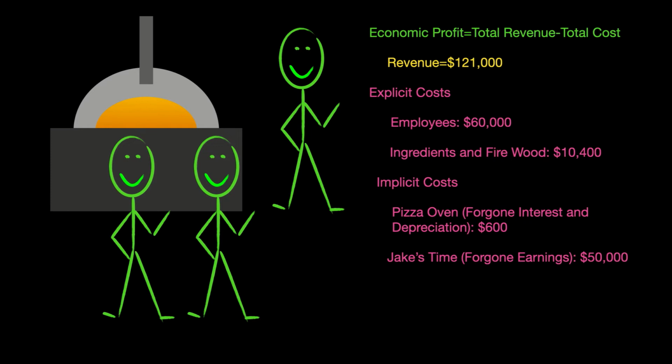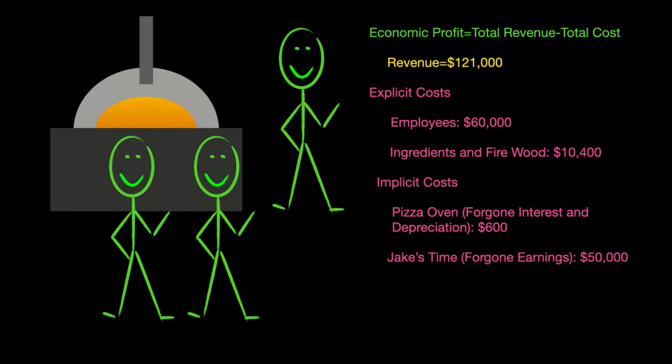Suppose that Jake asks you whether he should continue operating his business as he currently is or exit the pizza business. He currently is bringing in $121,000 of revenue. He also has hired 2 employees, each of which costs $30,000 a year for a total of $60,000 a year. The cost of ingredients and wood to fire the oven is $10,400 a year. He owns his pizza oven. The opportunity cost is $600 a year.